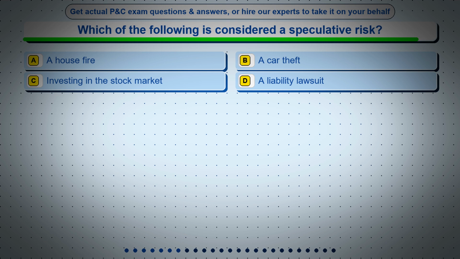Question 7. Which of the following is considered a speculative risk? Option A. A house fire. Option B. A car theft. Option C. Investing in the stock market. Option D. A liability lawsuit.